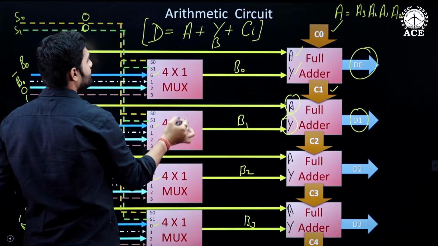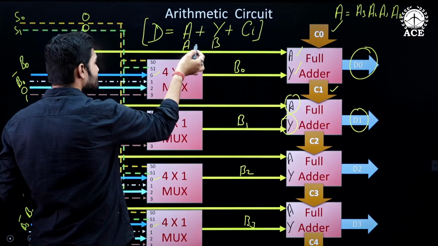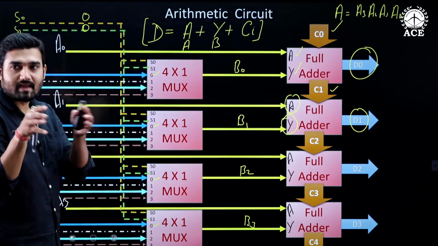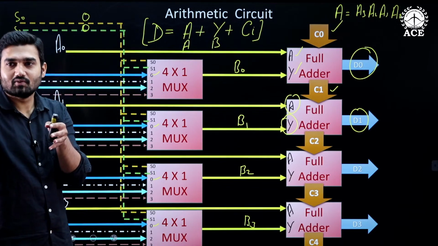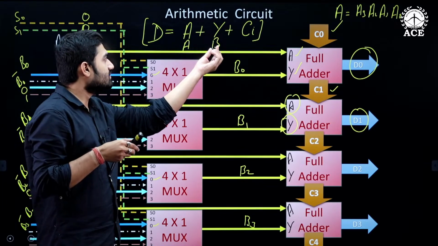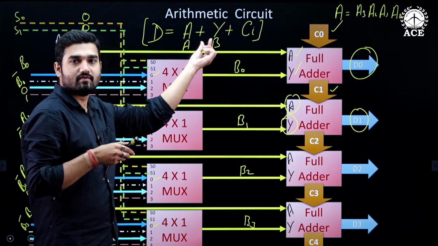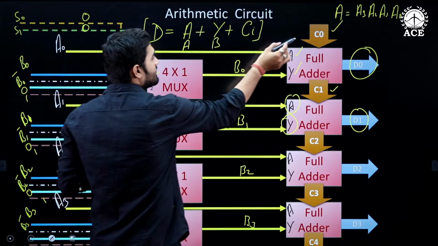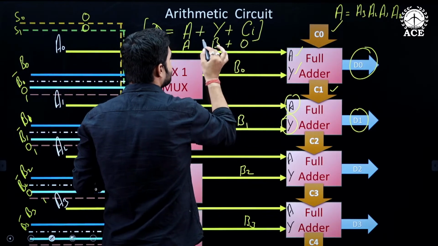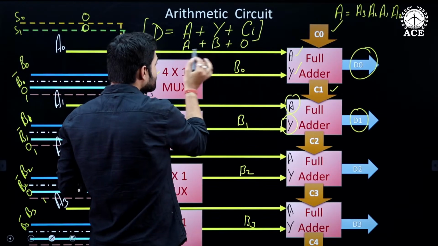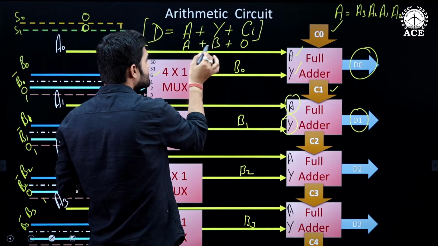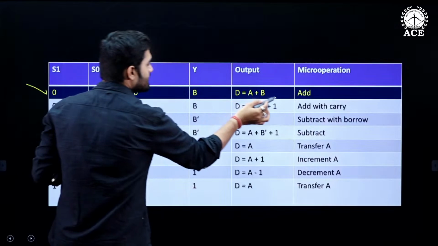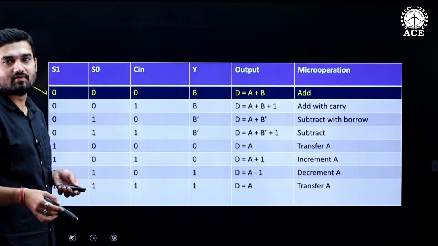What is A? A is nothing but A. I'm taking A in combined form A0, A1, A2, A3. Y is nothing but the combined form of B0, B1, B2, B3. But what have I provided in Cin? 0. What is A plus B plus 0? This is nothing but addition of the two registers, A plus B. So what is written here is D equals A plus B, addition. Yes or no?